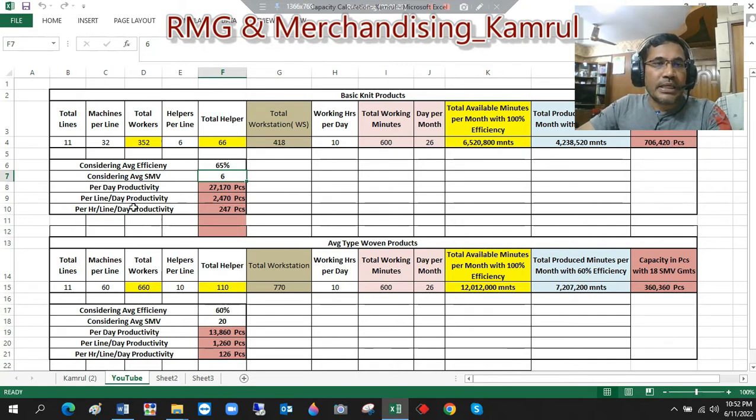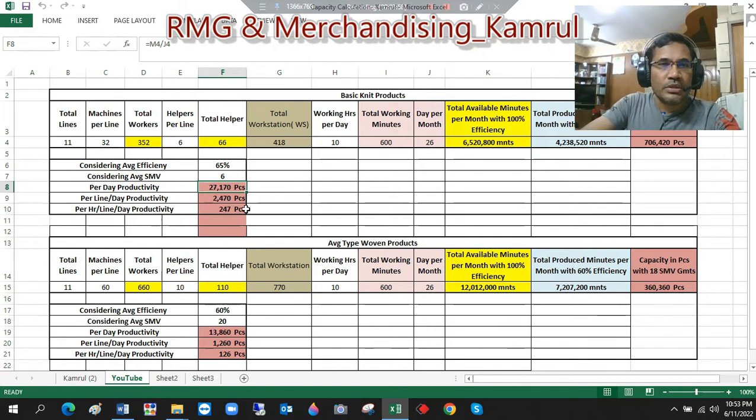Now, what is the per day productivity of that factory? See, in piece basis there are 7 lakh pieces. If you divide this total produce quantity by 26 days, the per day productivity is 27,170 pieces.